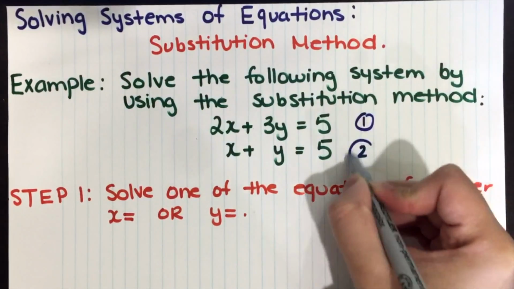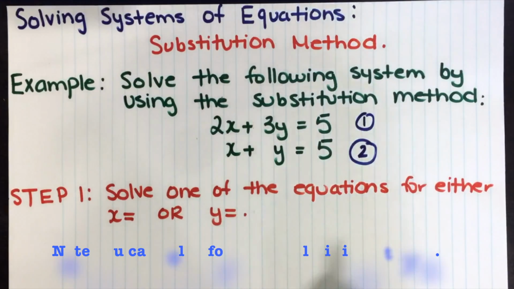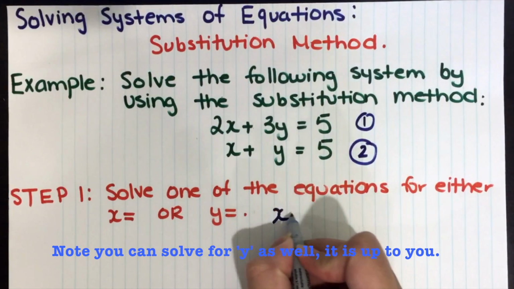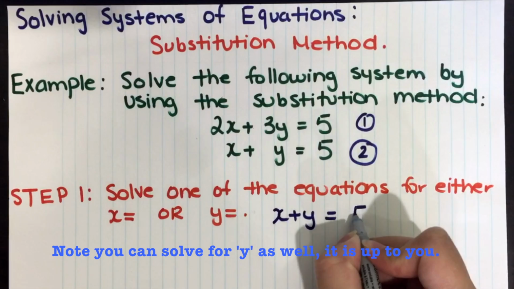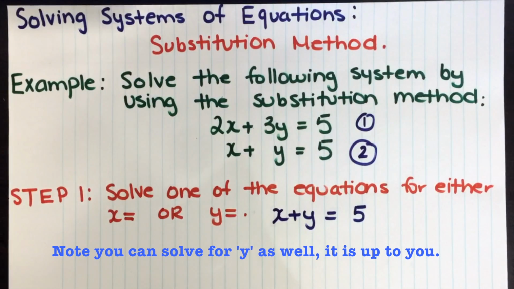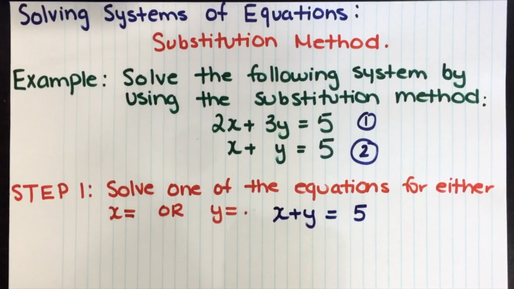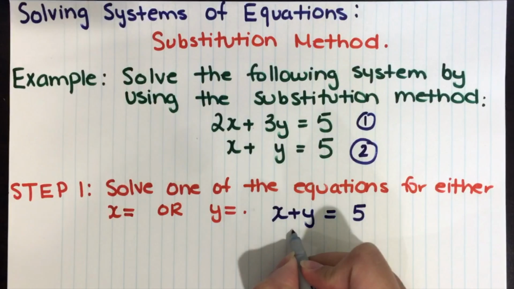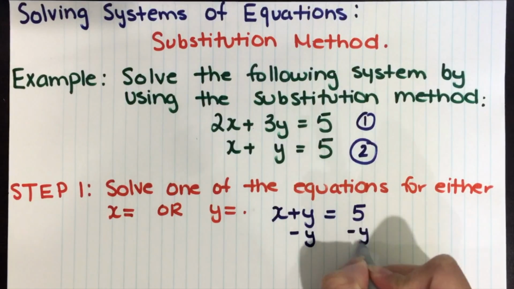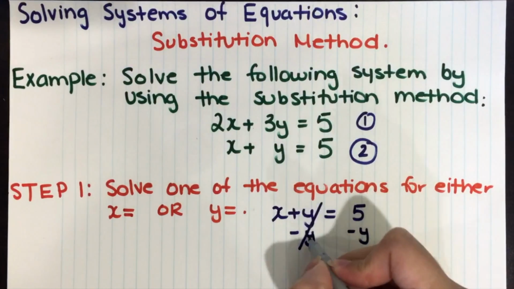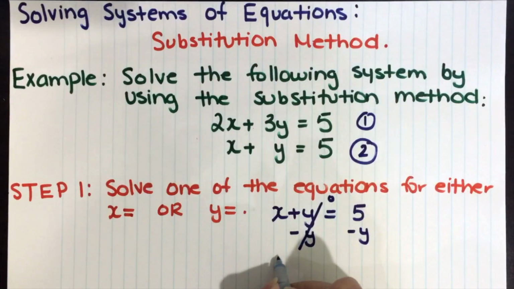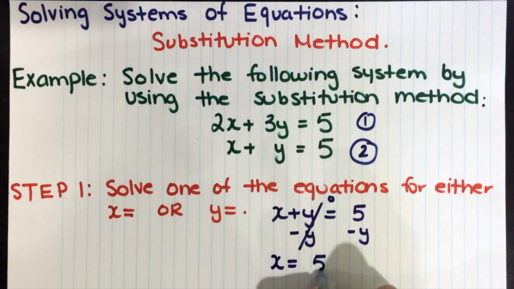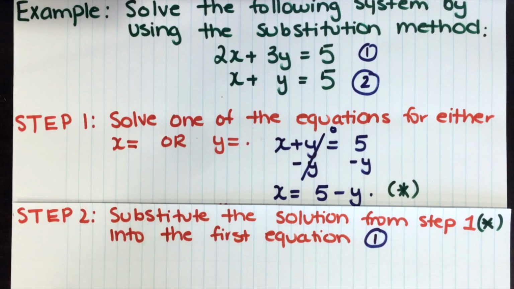Let's number them. And let's solve for x. So we have x plus y equals 5, right? And now we want to solve for x. That is, we want x to be on the left-hand side of the equal sign and y to go to the other side of the equal sign. So in order to do that, we're going to minus y. y minus y is 0. So we have x equals 5 minus y. Okay, now let's move on to step 2.